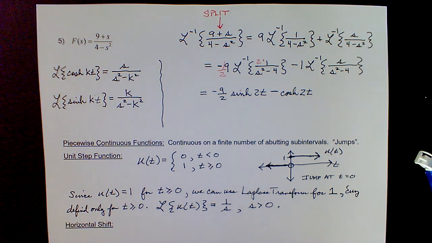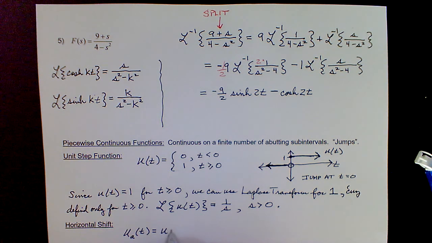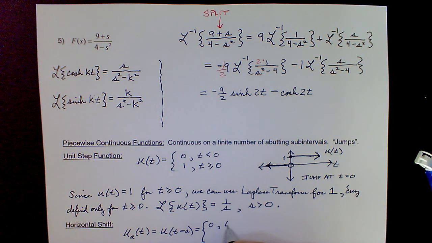So now we want to consider the same situation, but we're going to define u sub a of t to be equal to u of t minus a, and that's going to be equal to, in a similar way, 0 when t is less than a, and 1 when t is greater than or equal to a.